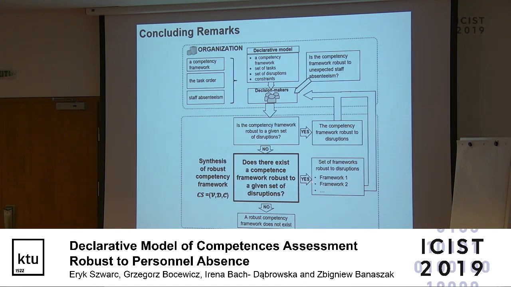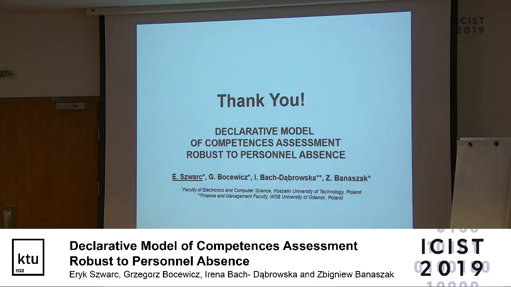And of course, as on the previous slide was presented, we have some set of frameworks. Of course, the decision maker can choose one of them. However, if for the assumed type of organization and the constraints on this organization it is not possible to find a robust competency framework, of course, the decision maker can consider maybe hiring new staff members or changing some expectations of availability limits, as I showed in the example, and with the new data, he can again answer this question and again find a robust competency framework. And currently we are developing such kind of software using our approach. Thank you for the attention.